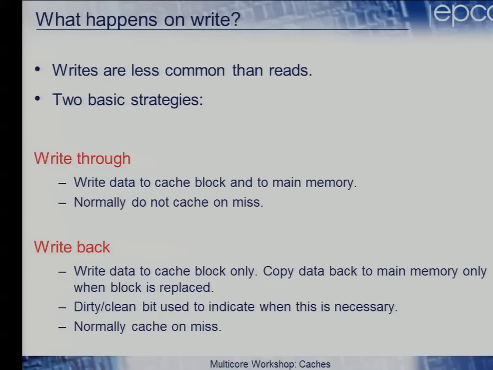The other one is write back, where you write to the cache block only, and you only copy the data back to the main memory when the block is replaced. So you keep everything close to you, buzzing around in cache, and then if you read some data and it hits a valid entry in the cache, you have to eject one of your cache lines, you then write it to memory. Of course, you don't have to write it to memory if it's not been altered, because then it's consistent with the memory.